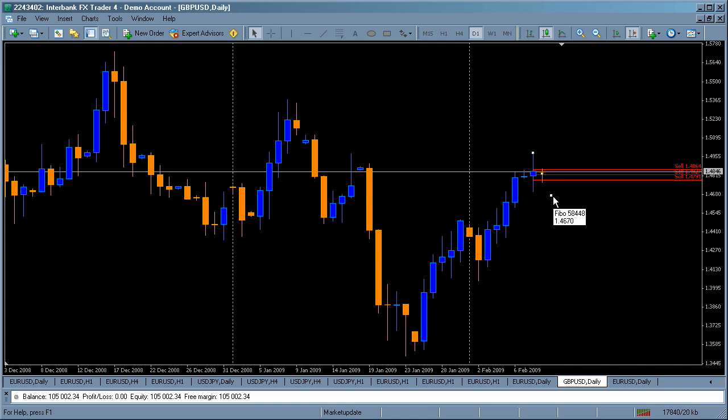So there you have it. It's very simple. And that's the purpose of the three inner levels of a Fibonacci retracement tool.